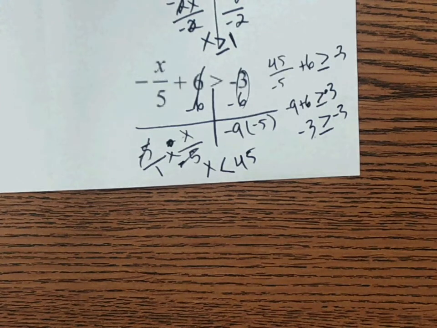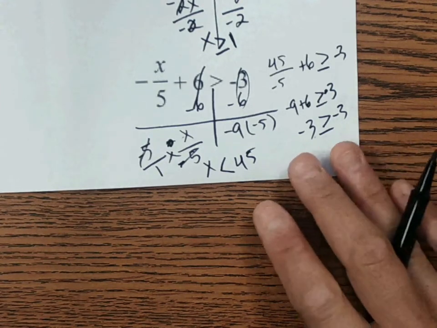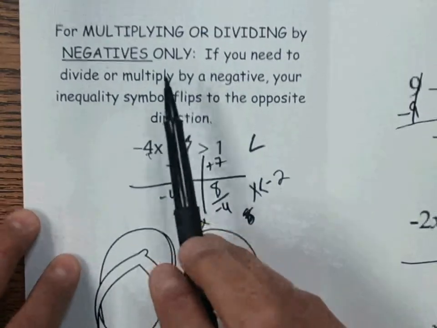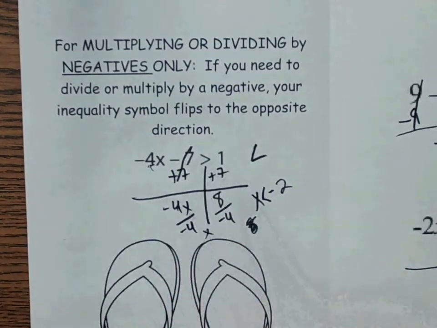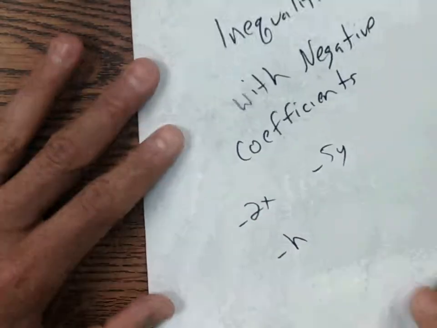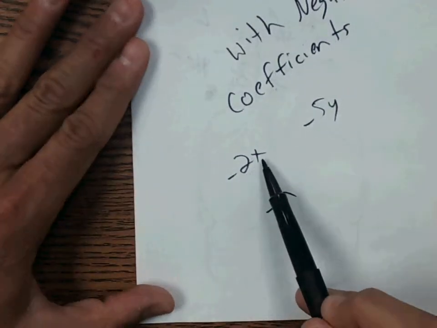So just to kind of recap. Whenever you have to multiply or divide by a negative, your inequality symbol is going to flip to the opposite side. That's only multiplying and dividing. Again, that's whenever you see a negative attached to your variable.